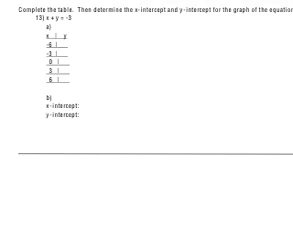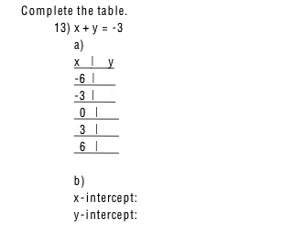Number 13 says complete the table just like we did in the last one, only this one's vertical. But that doesn't matter, right? We're given a bunch of x's. We're going to find the y's. And then it says, then determine the x-intercept and the y-intercept for the graph of the equation. Okay, I'm going to change the size of this so it's easy to work on. Okay, so we can complete our table now.